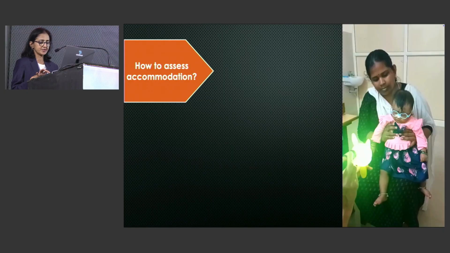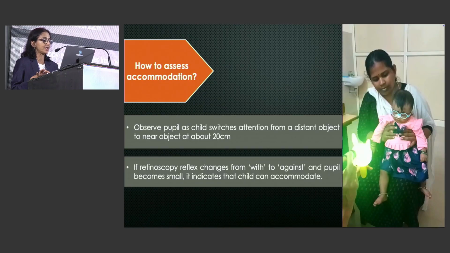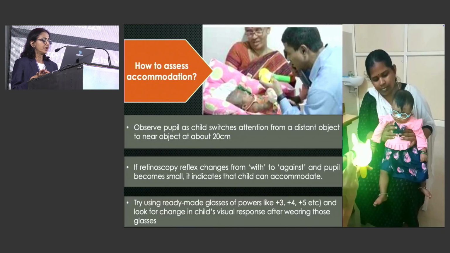So how to assess accommodation? These are a few tips. You can observe the pupil as the child switches attention from a distant object to a near object at about 20 centimeters. If the pupil constricts, it is an indication that he is accommodating. If you do retinoscopy, and the retinoscopy reflex changes from with to against and the pupil becomes small, it indicates that the child can accommodate. Suppose all these are not possible, what will you do? Try using some ready-made glasses of powers like +3, +4, +5, etc.